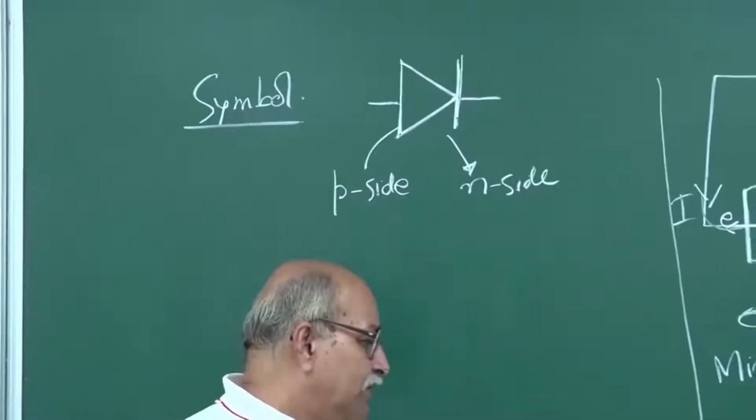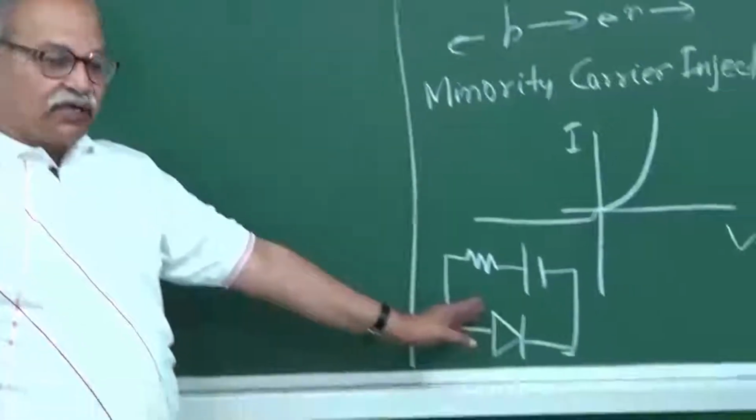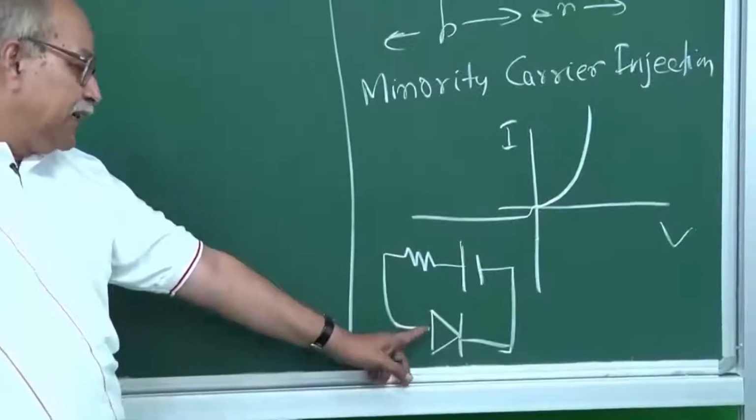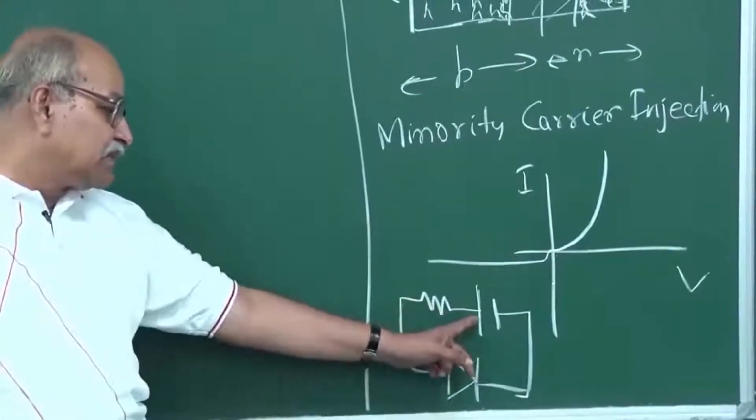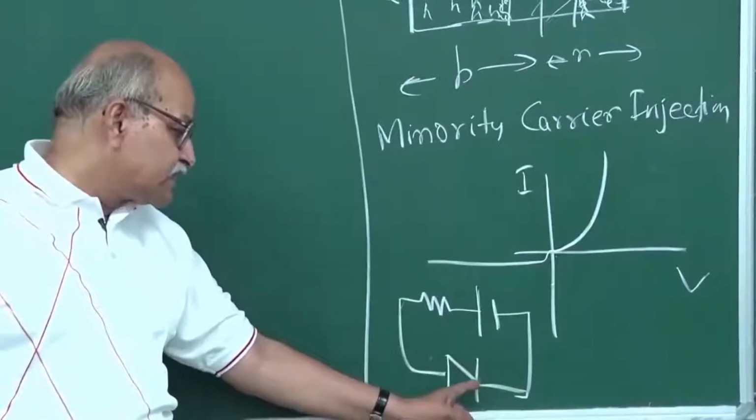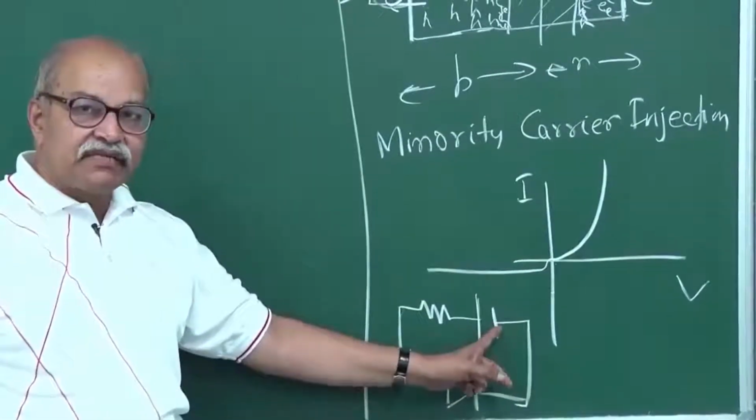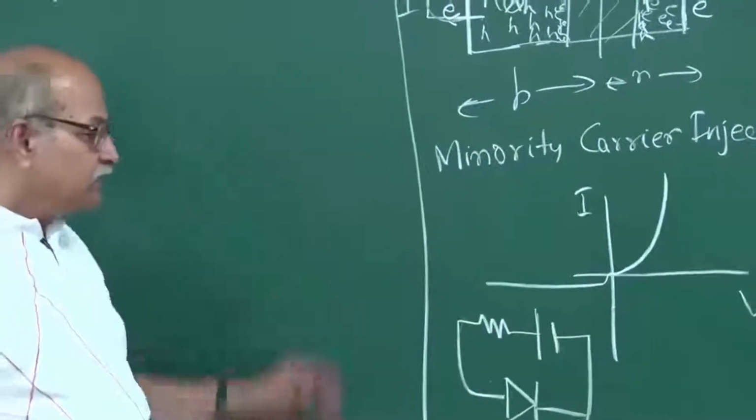So when I draw my circuit in this fashion, what am I telling? I am telling that the P side is connected to the positive of the battery, and the N side is connected to the negative of the battery. So this is how the symbols are made.